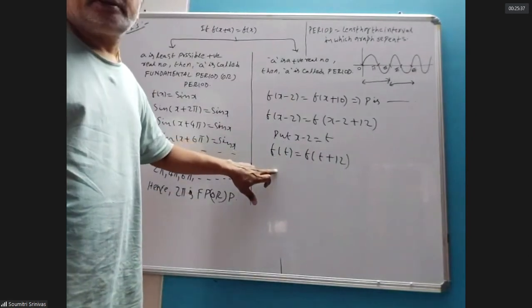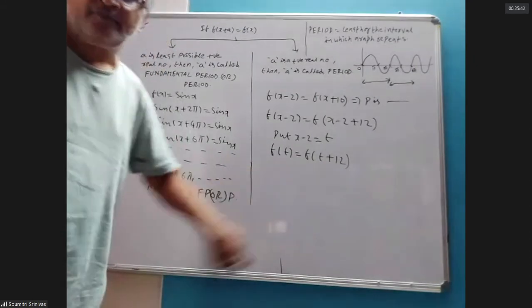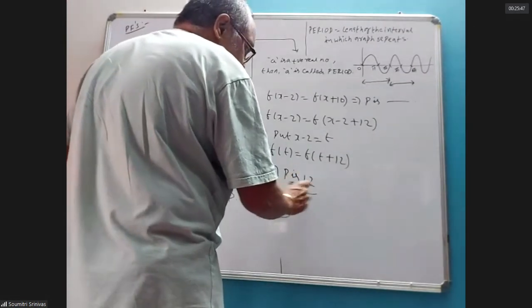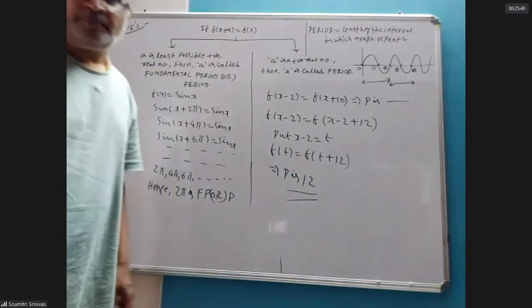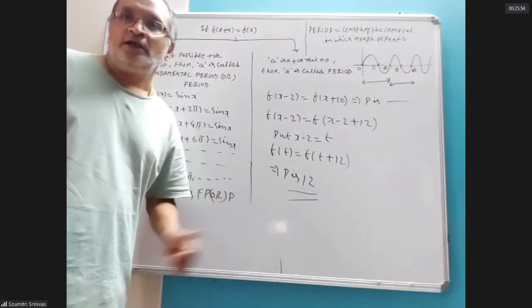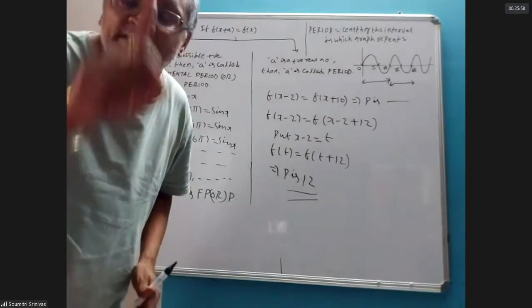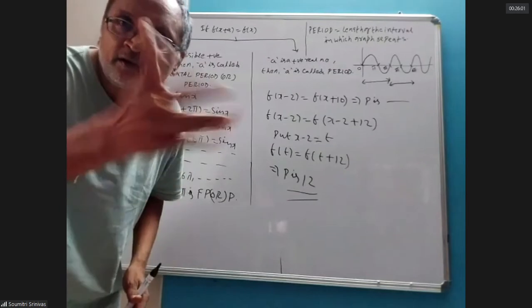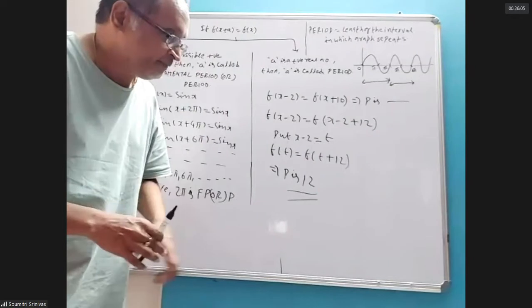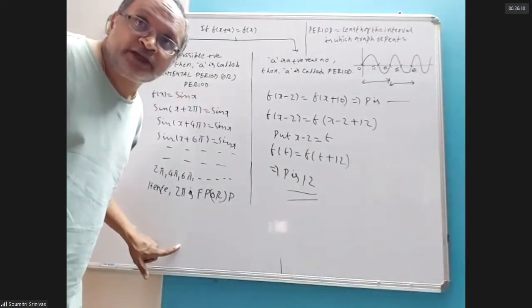In what form is this? f of x is equal to f of x plus a. So what's the period? 12. But can you say here 12 is the least possible positive real number? No. Therefore, we just say period is 12. Here I can say least possible positive real number is 2 pi.